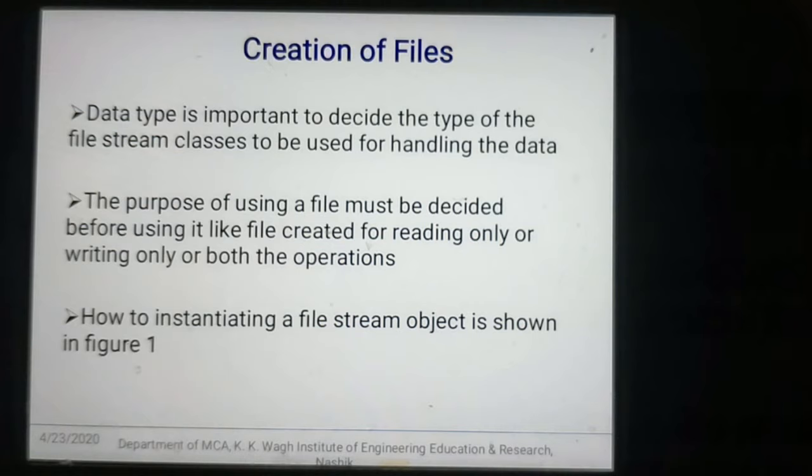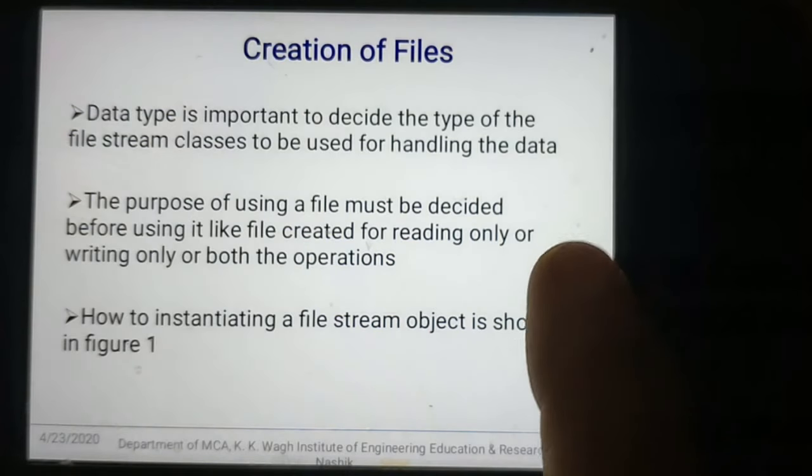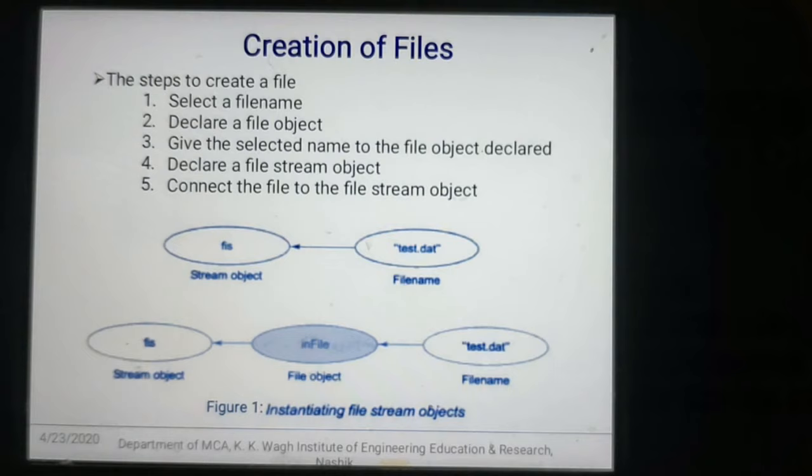Second is the data type. The data type is again important to decide what type of data we are going to store in a file, and what the use of that file is can be decided by the data type. Third, the purpose of the file must be decided before using the File class object. The file is being created for a reading purpose or a writing purpose, or both operations, or you may update that file. The details about this file stream object are shown in the next slide, in one figure.